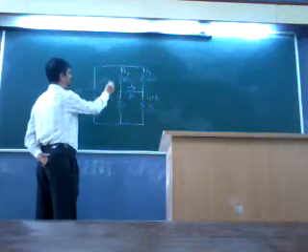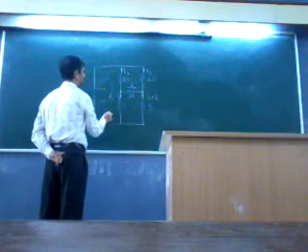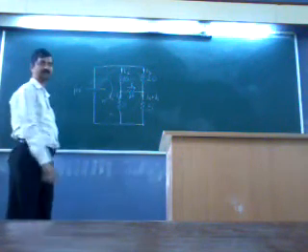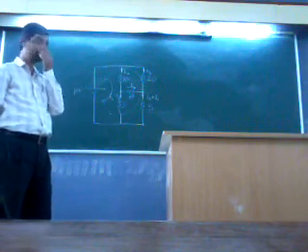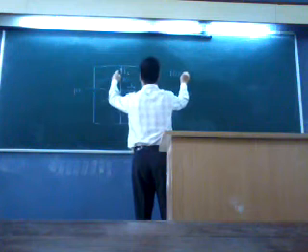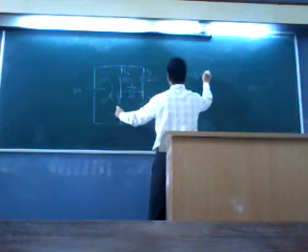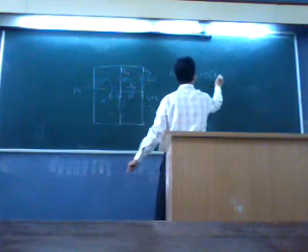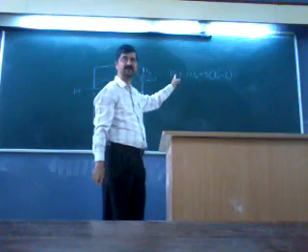So first loop is this loop, second loop is this loop. 2 loops you can take. You can write 2 equations. What those are? First is 10 is equal to 10 I2 plus 5 into bracket I2 minus I1. Correct? Any difficulty?